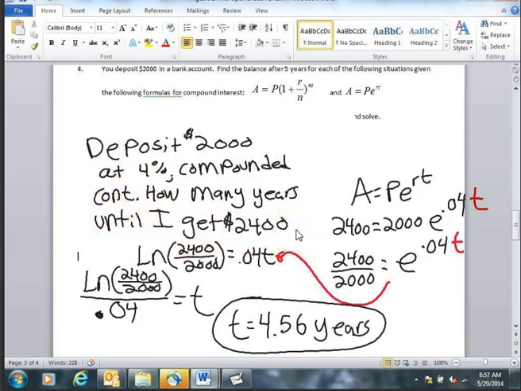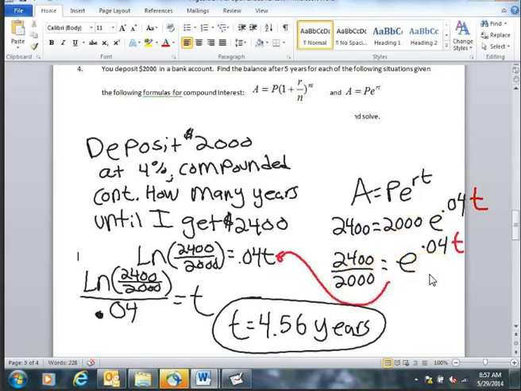What? I don't know T. Huh. But I get $2,400. That means I know A this time? I have to solve for T. Say, what? So I solve for T. And how do I do that? I divide by 2,000 first.